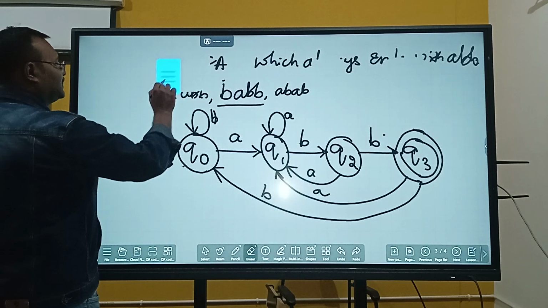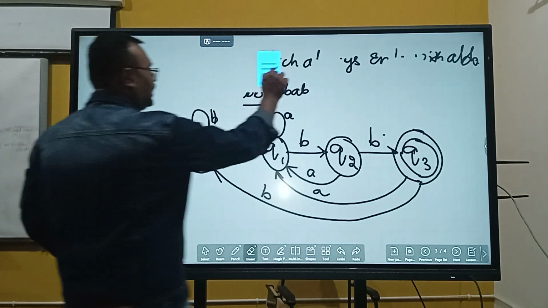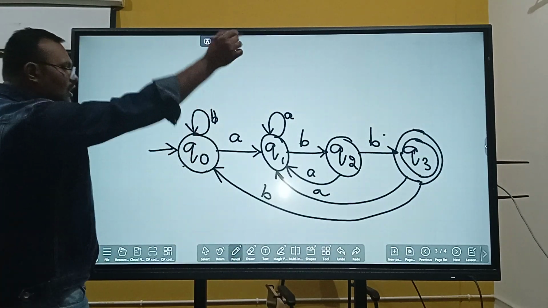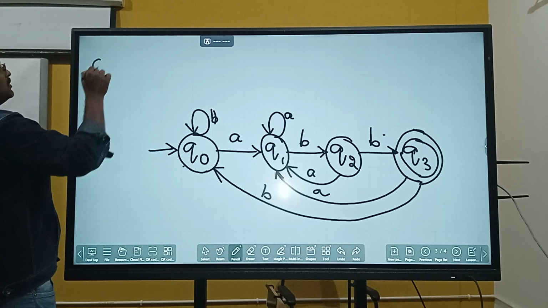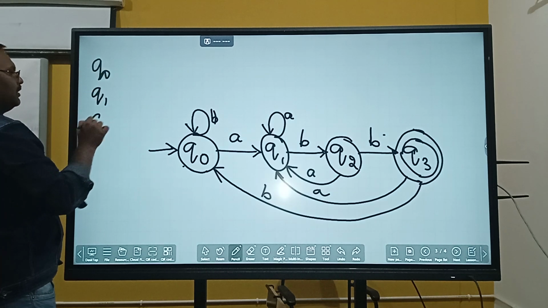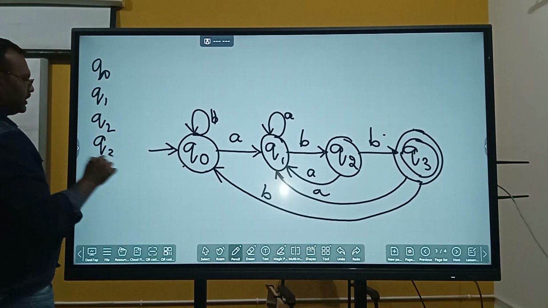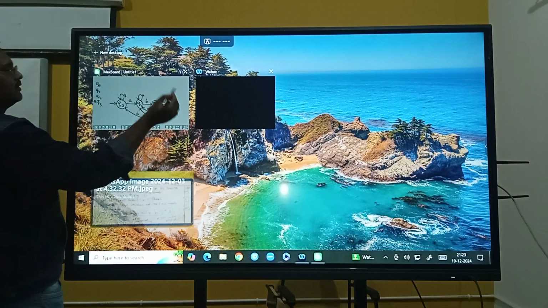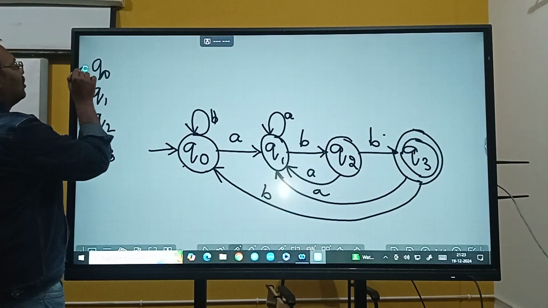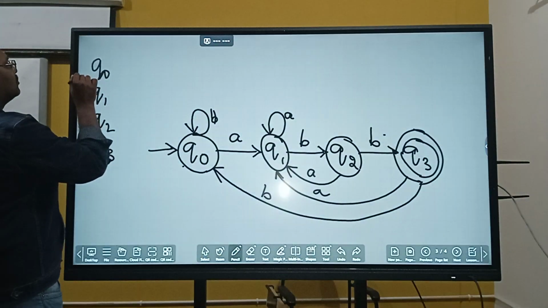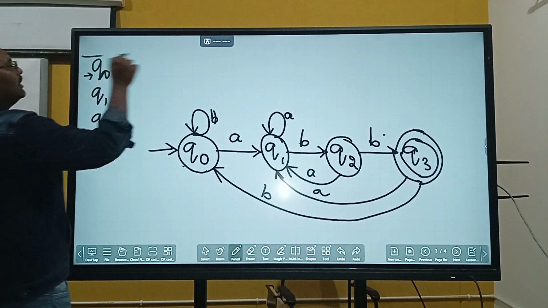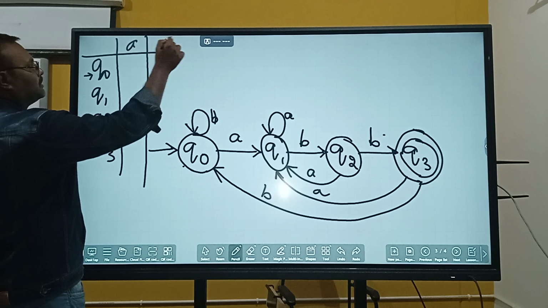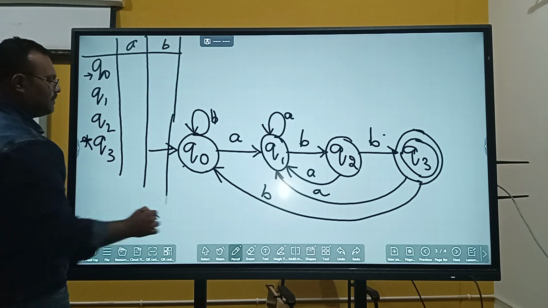So quickly, let us try to construct its transition table. Now, in the last class, I told you how to write a transition table. Let us try to write it. How many states do we have? 4. So let us write Q0, Q1, Q2, Q3. 4 states. What is the final state? Q3. What is the start state? The start state is Q0. So this is the start state. Now, what are the input symbols we have? A. The second one we have is B.